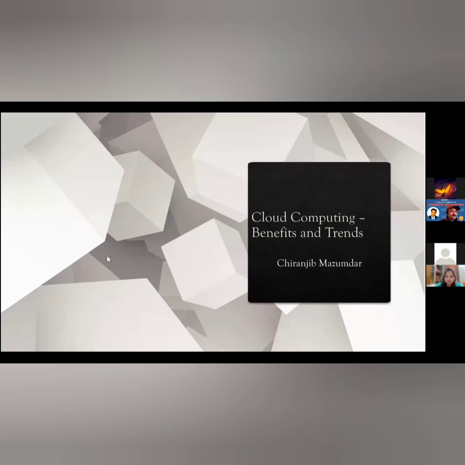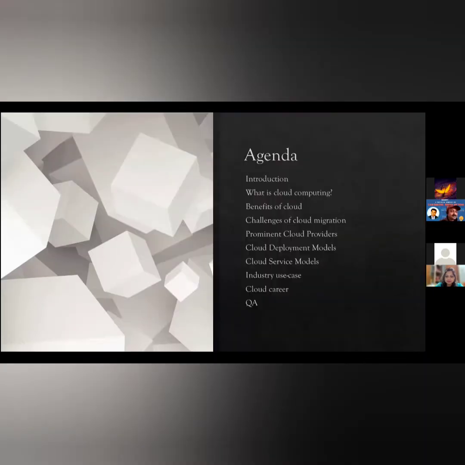Let me see if I can move the slides. So this is what we have in the agenda today. The introduction part is already completed, I believe. We would be discussing what cloud computing is, benefits of the cloud, challenges of cloud migration, prominent cloud providers, cloud deployment models, and cloud service models. We'll be discussing a couple of industry cases. And most importantly for all of you, we'll be discussing cloud careers. What does cloud hold for all of you? Why are we having this session at all? What is the prospect that we have for tomorrow? We'll be discussing all of that. And at the end, I will also answer any questions that you might have. It will be an open forum, and I'll try to keep that for the last 15 minutes, provided I have the time.